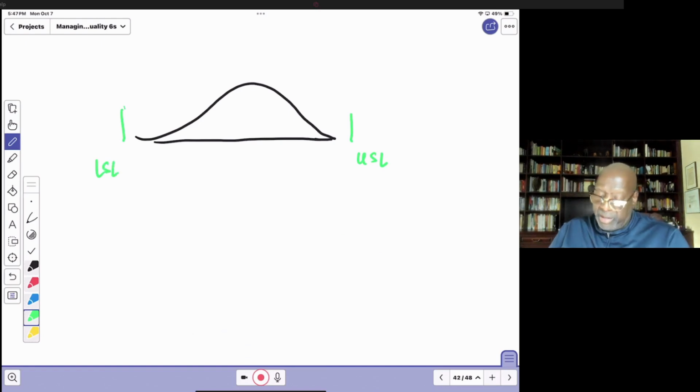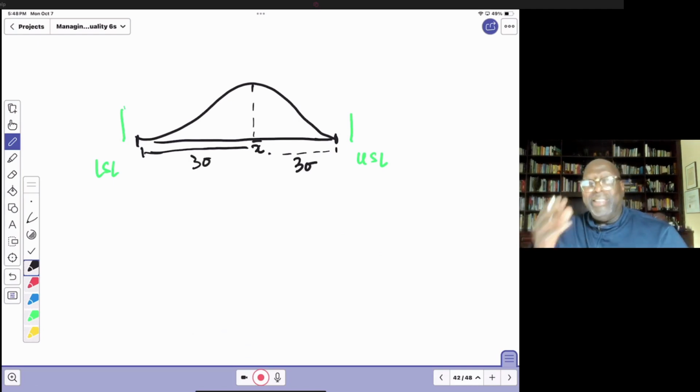Lower specification level, upper specification level. This has a mean, and if the process is such that this represents 3 standard deviations, this represents the 3 standard deviations. Of course, it's not accurate, but that's fine. I think we understand it.